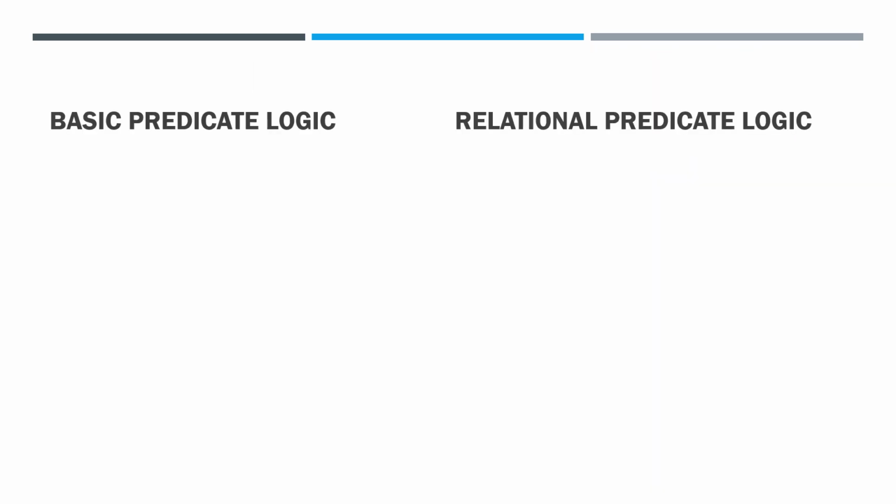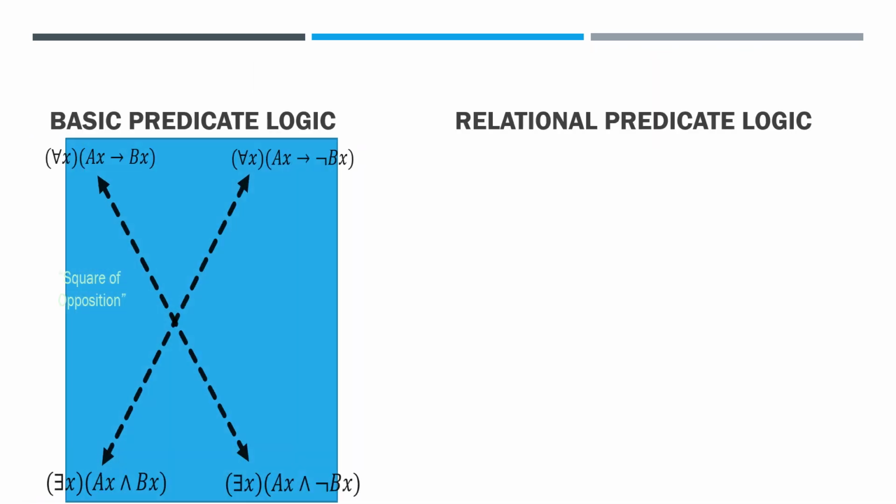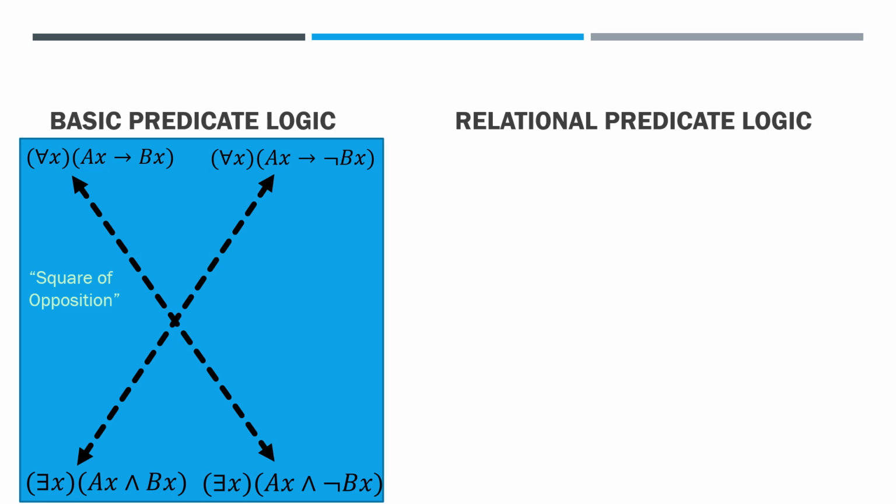The first thing to consider is basic predicate logic, and we can think about that on the square of opposition. In traditional logic we would call this an A statement, this an E statement, this an I statement, and this an O statement. But in any case, here we have all A's are B's, here we have no A's are B's, here we have some A's are B's, and here we have some A's are not B's. There's only one quantified variable, namely x.